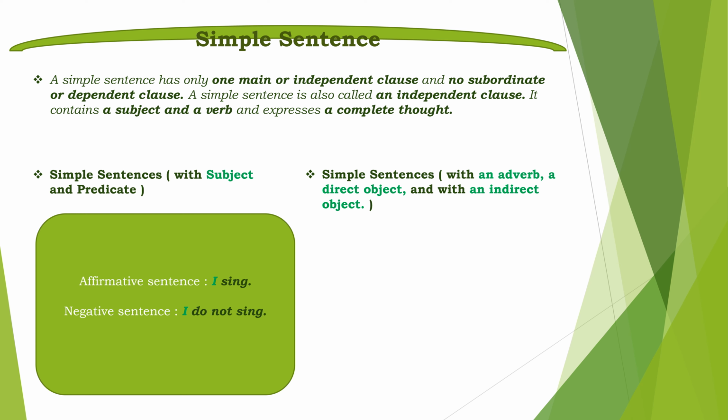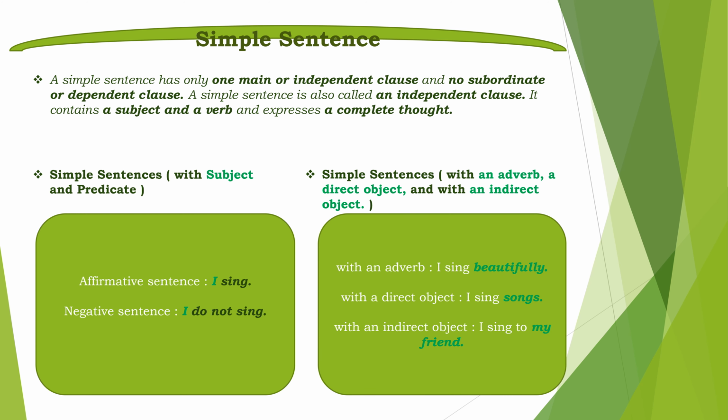Let's look at another section. In this section, we have simple sentences with an adverb, a direct object, and an indirect object. So, for a sentence, the subject and predicate is needed. It should also provide us a complete thought.